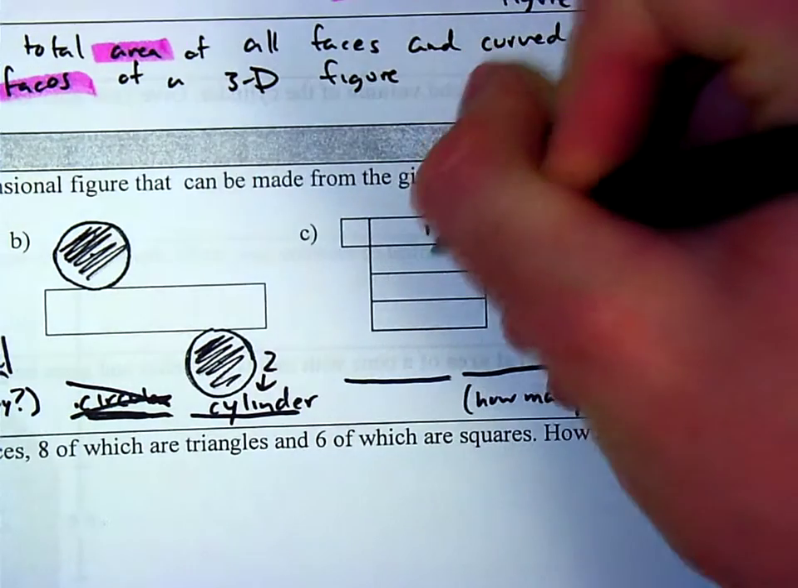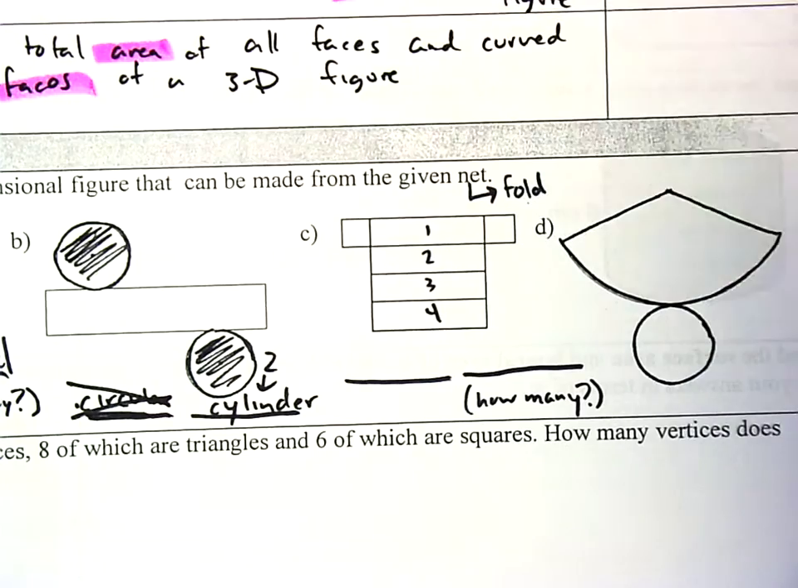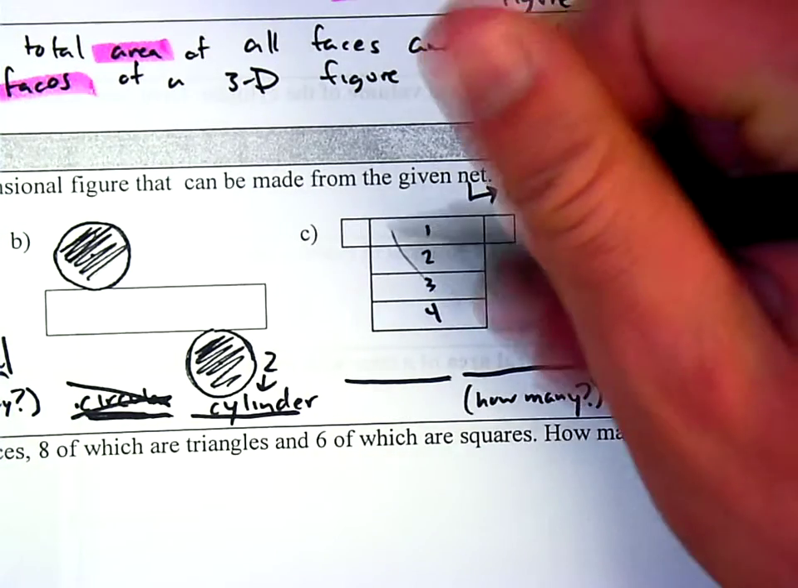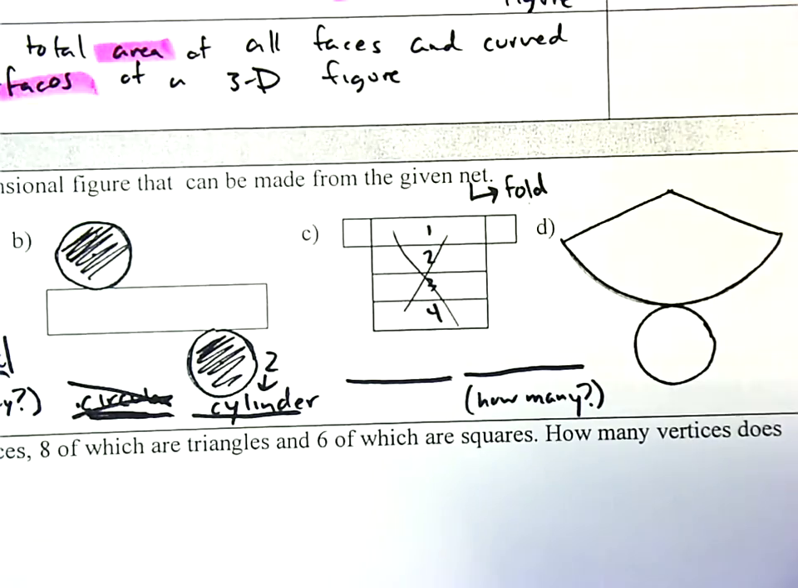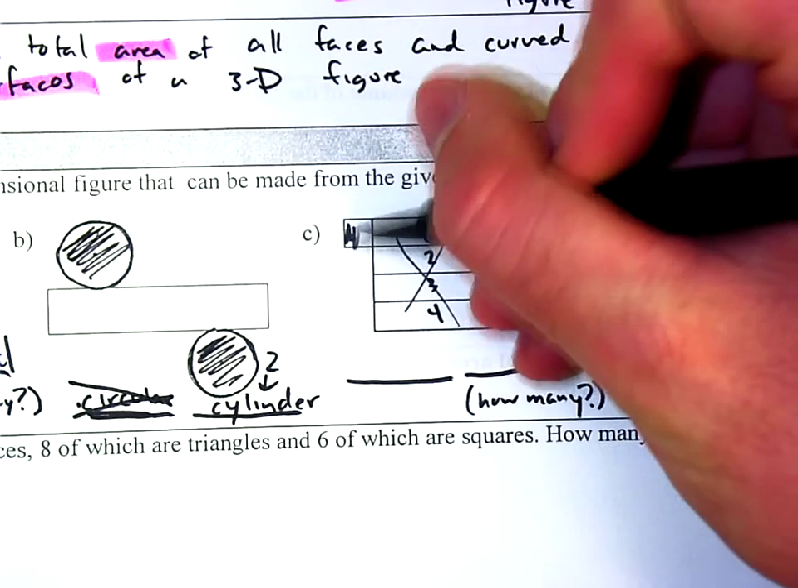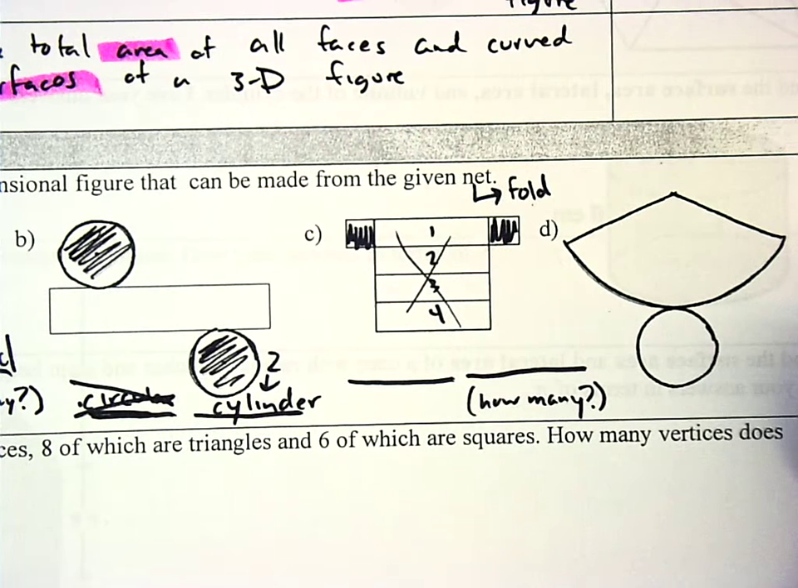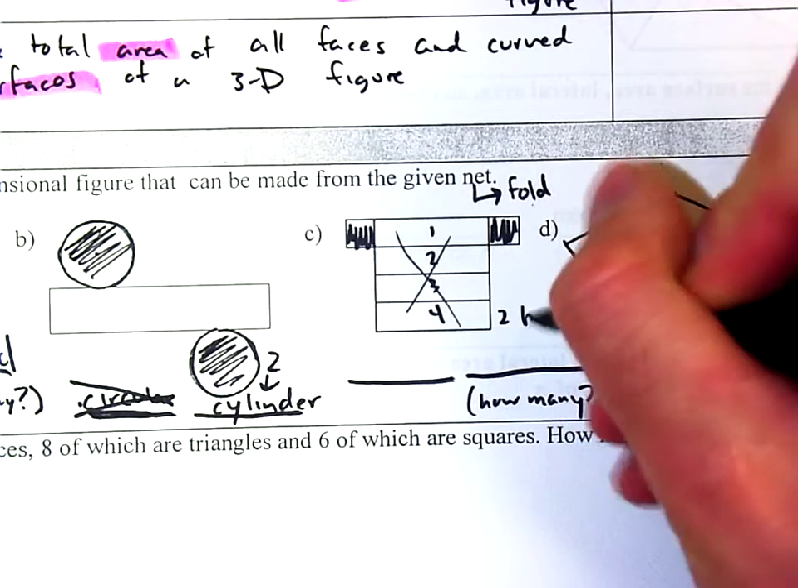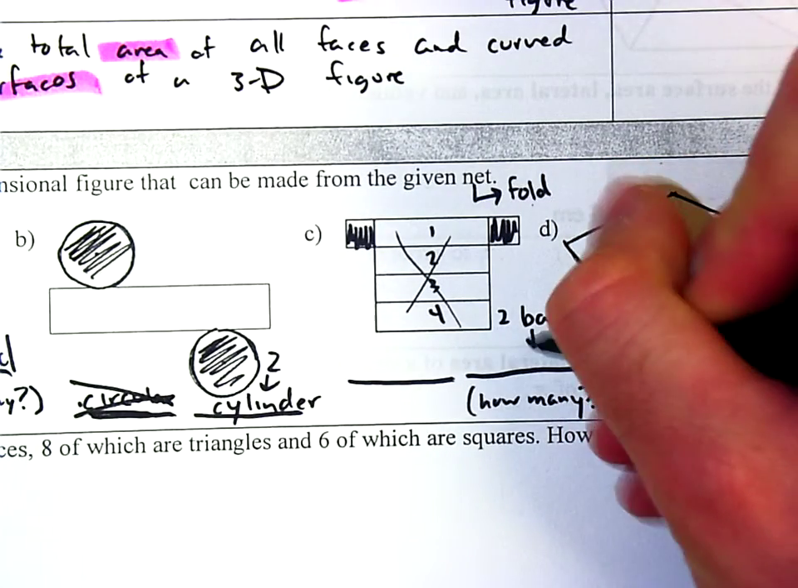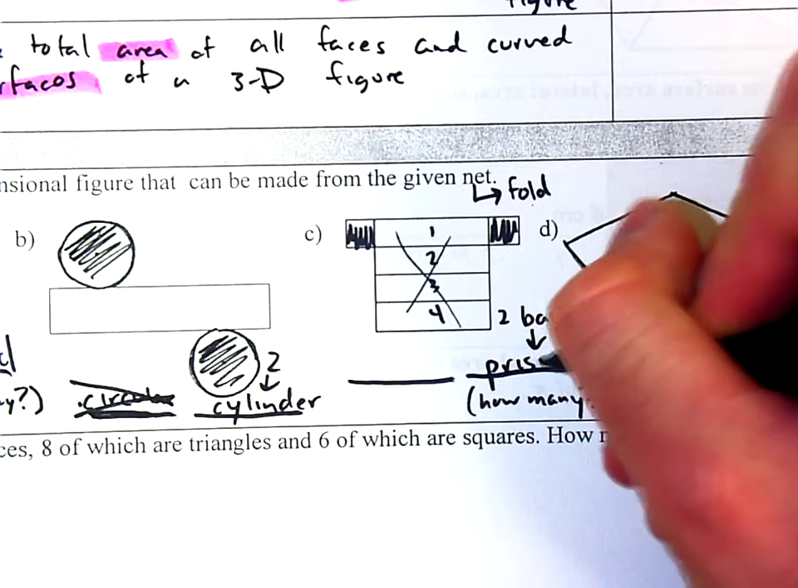But here we have 1, 2, 3, 4 of these long rectangles. So we know that these long rectangles are not the base. Our base is going to be this small square here. And actually we don't know that it's a square, it just looks like a square. But there are 2 of them. So we know it's a prism.